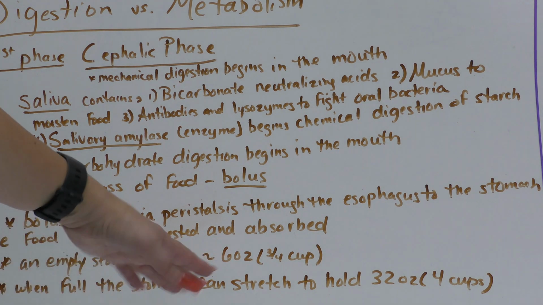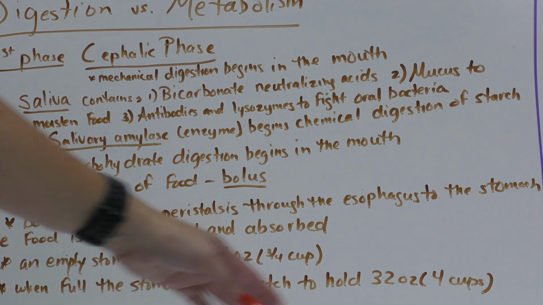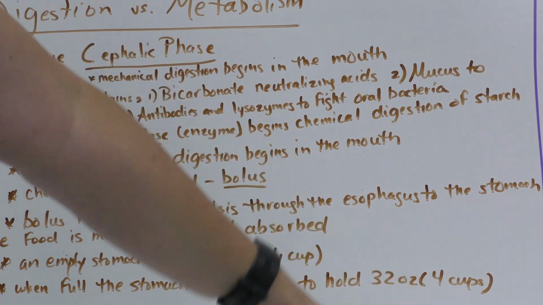An empty stomach holds about 3/4 of a cup, 6 ounces of material, whereas a full stomach, when you eat a whole bunch of food, like in Thanksgiving, and you ate a big meal and you feel kind of like you can't breathe because it's pushing up on your diaphragm, that's the stomach is full at about 4 cups of food, even though you might have eaten more than that.